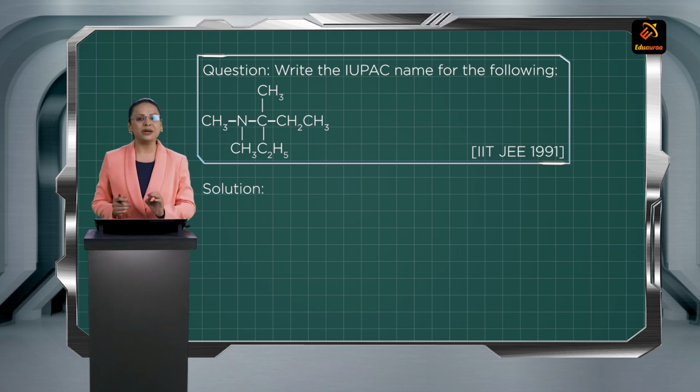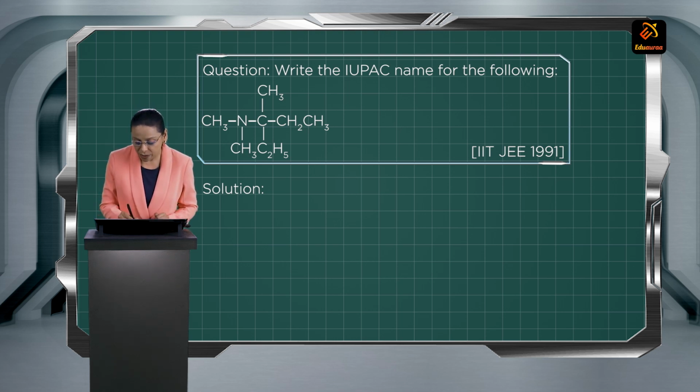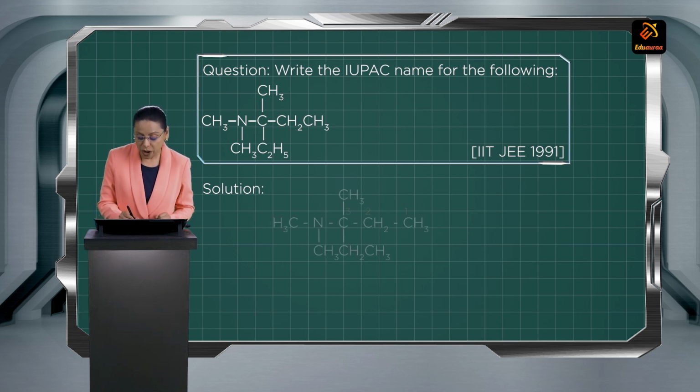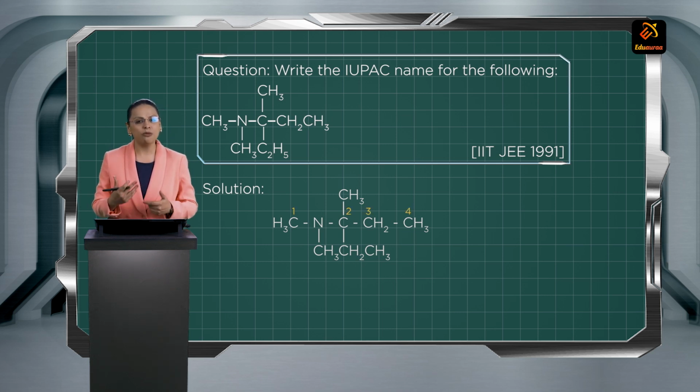What is the first step? First of all, look for the longest carbon chain. So can I open up this C2H5 and write it as CH2 and CH3? Now, let us try to find out the longest chain. If I start the numbering from here, it is 1, 2, 3. If I start the numbering from here, it is 1, 2, 3 and 4. If I start the numbering from here, it is 1, 2, 3 and 4. I'm getting a 4-carbon chain.